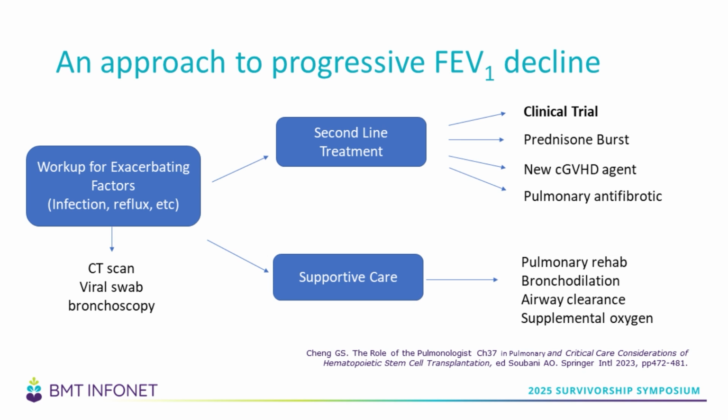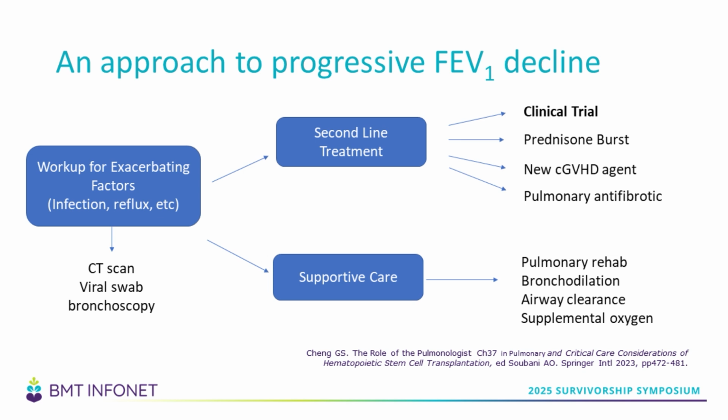What do we do if your lung function continues to decline? Well, we do look at the exacerbating factors, including, do you have an infection? Is it reflux causing worsening lung function? The usual workup includes a scan, possibly bronchoscopy, and then we would consider second-line treatment. And then, my advice would be to go for a clinical trial if one exists, which, there aren't that many of them out there now, but we're working on it. Consider a prednisone burst, a new GVHD agent, or a pulmonary antifibrotic.